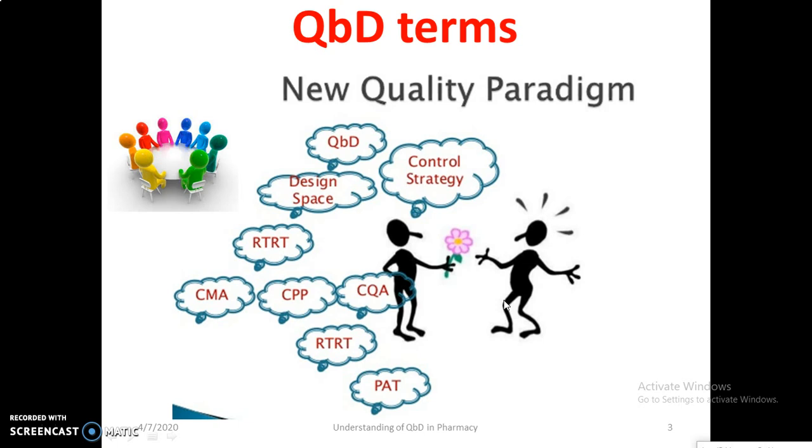Then another term is critical quality attributes, CQA. What is CQA? It includes the physical, chemical, biological or microbiological property or characteristic of an output material, including finished drug products.